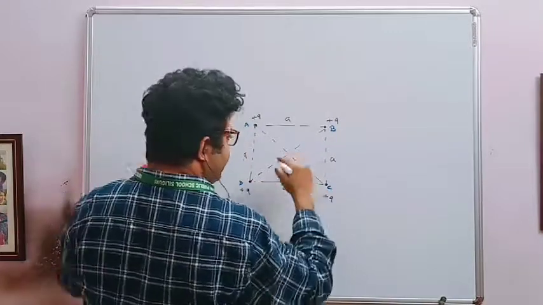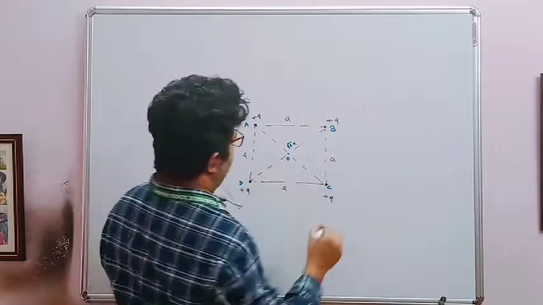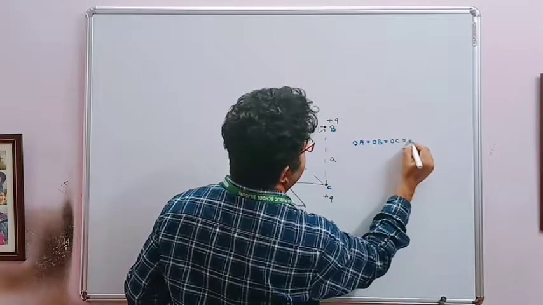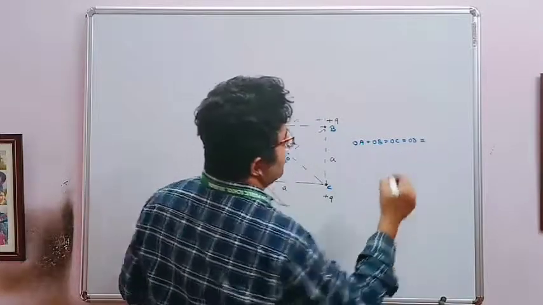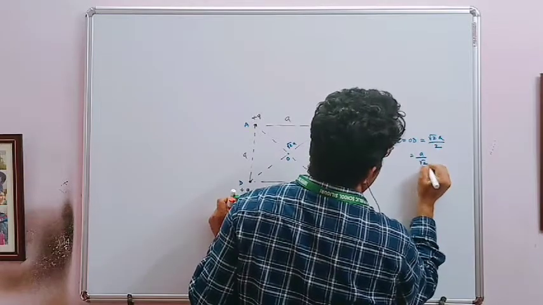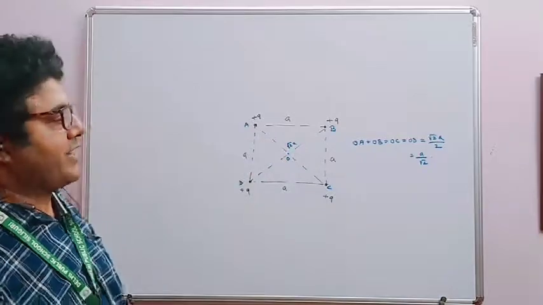So if the side is A, the diagonal is root 2 A. If we put the center as O, then OA equals OB equals OC equals OD, that is root 2 A by 2, which means A by root 2 is the distance from that center point to each vertex.